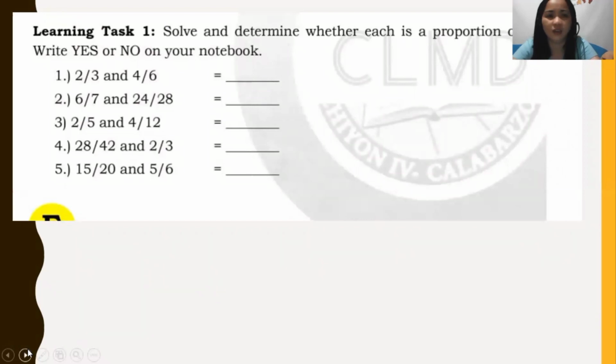Oh, now here we have learning task number 1 of your module. The direction is solve and determine whether each is a proportion or not. Ilalagay nyo lang yes or no. Let's give another example. Ito yung mga una kong example. Kaya lang, all of the given here are in fractional form. Let's have an example.